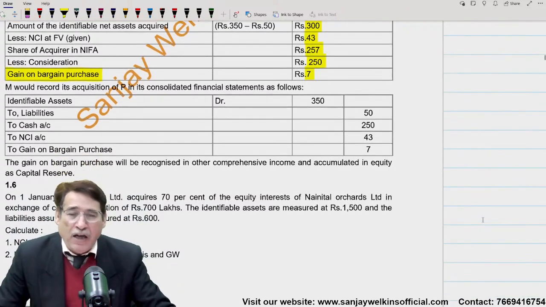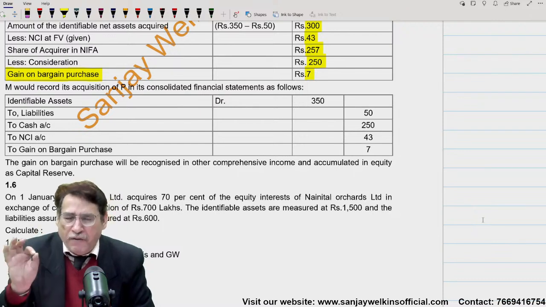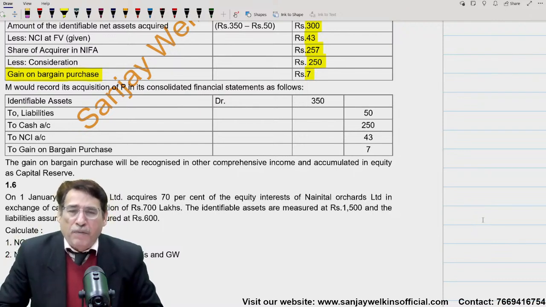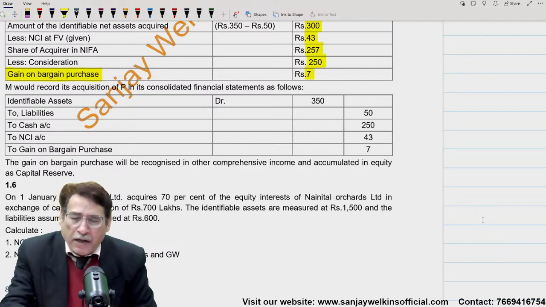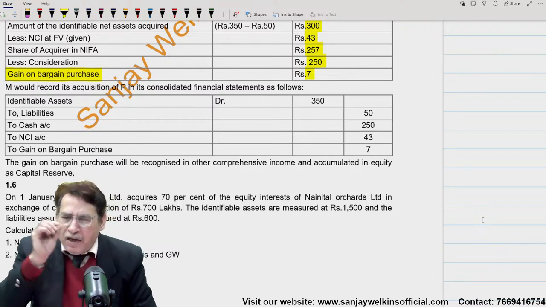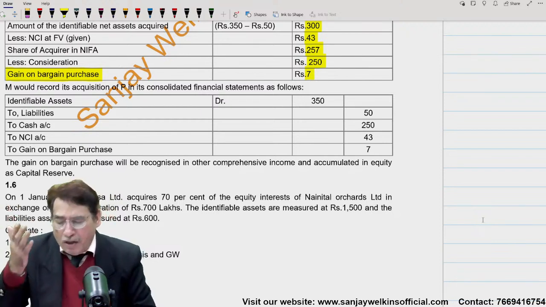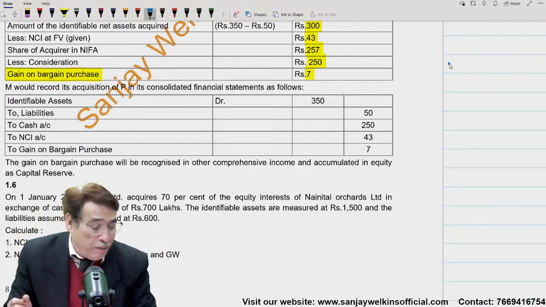actually in practical life, to be very, very honest with you, gain on bargain purchase can never ever arise. In reality, in substance, it can never ever arise. I will just prove it within a flick of a second. Suppose you have a business, and the net assets of your business, that is assets minus liabilities, are equal to 1000 lakhs.